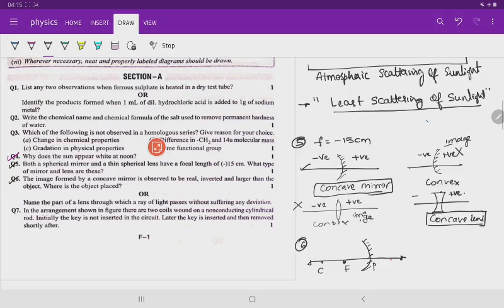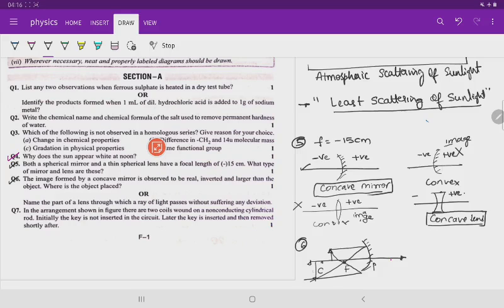When I keep the object somewhere between center of curvature and infinity, the image is formed somewhere between center of curvature and focus, so it is smaller than the height of the object. When I keep it at the center of curvature, the image is formed at the center of curvature, the same size as the object. Then if I keep the object between center of curvature and focus, my image will be somewhere beyond the center of curvature, and it is inverted, enlarged, and a real image.